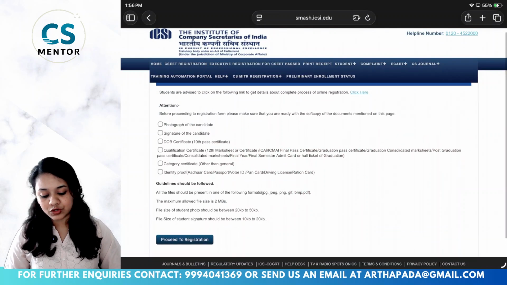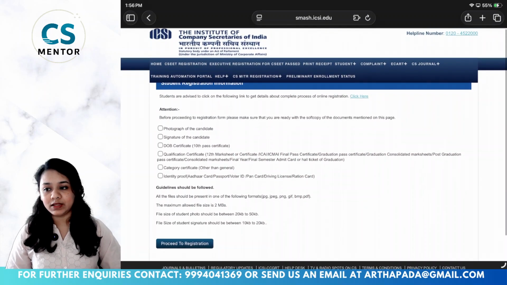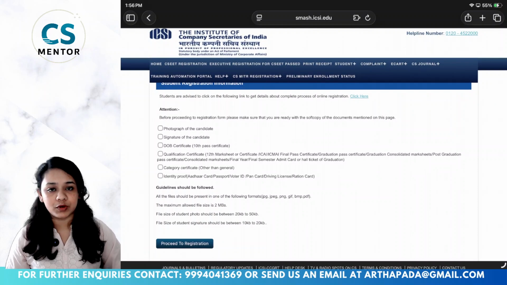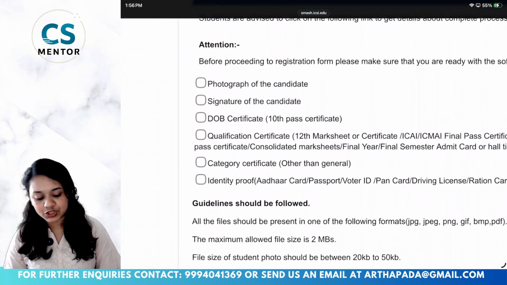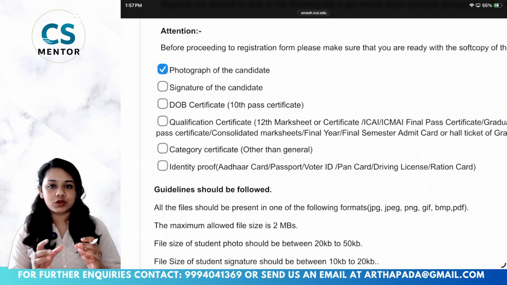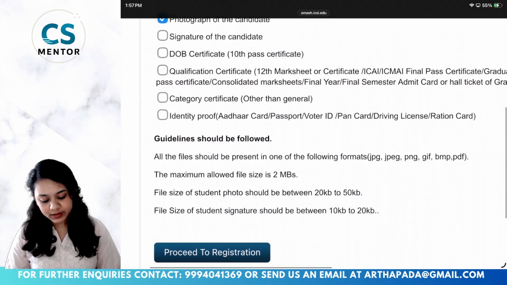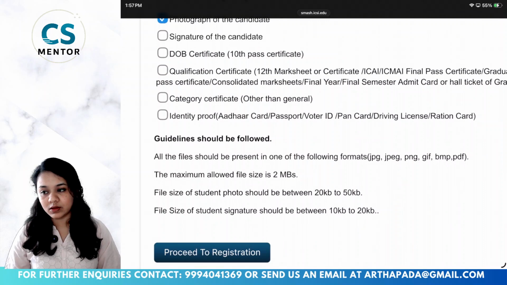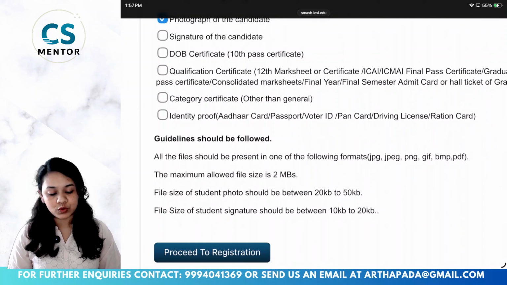Friends, these are the documentation that you have to keep ready before you actually start your process. What is this documentation? First and foremost, you need to have the photograph. Now, your photograph should be in a particular format. They've clearly said over here, come down to the second last line, the file size of the student photo should be anywhere between 20 KB to 50 KB.